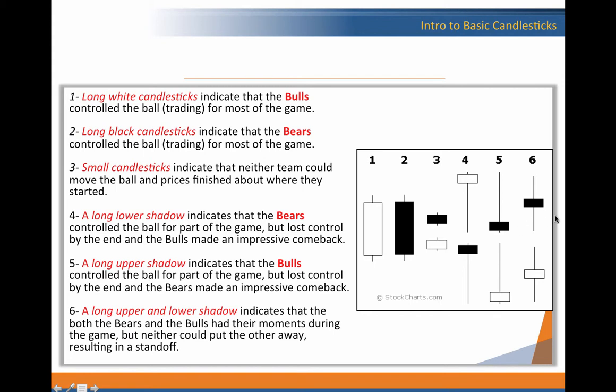On number 6, the upper and lower shadow indicate that both bears and bulls had their moment during the game and neither could put the other away, resulting in a standoff. So we had our lows, highs, and this is where we ended, right in the middle.